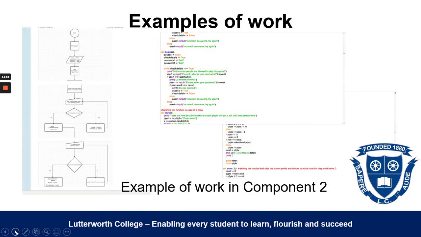In component 2, we look at flow charting, which is the diagram on the left, but then we also have an example of code that you might write. So this is for a login, making sure that it's correct. Then, of course, you've got points and generating points on a game, and that's a dice rolling game. So there's loads of different things that you will learn during the course.